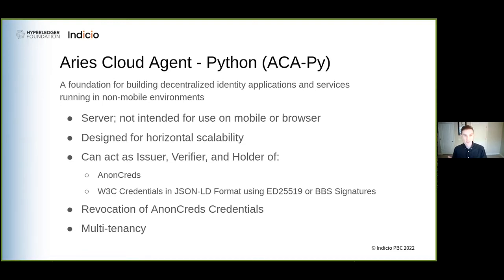The benefit of that, though, is that ACA-Py is well suited for horizontal scaling environments such as Kubernetes or OpenShift. ACA-Py, excuse me, can act as an issuer, verifier, and holder of AnonCreds, which is what we'll be demonstrating today. But it also supports W3C credentials in JSON-LD format using Ed25519 or BBS signatures.